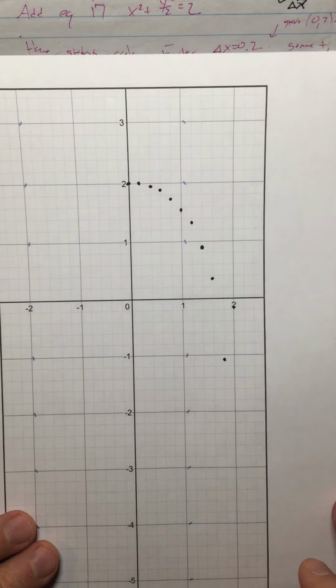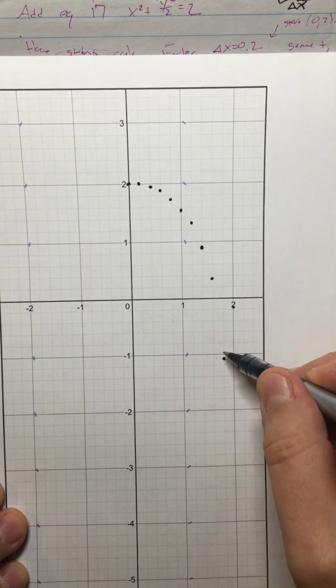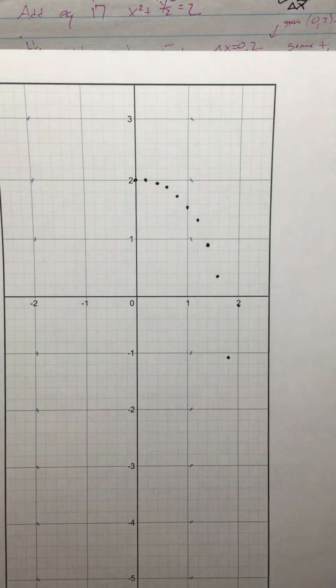I see a nice smooth curve happening here, and then it sort of goes berserk over here. These seem to look a little bit unstable.